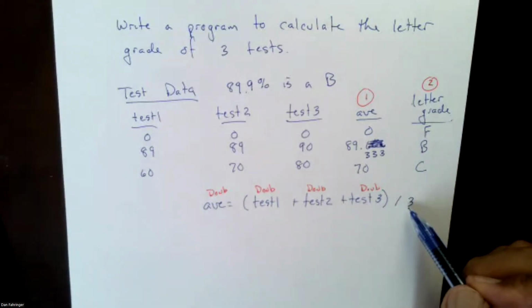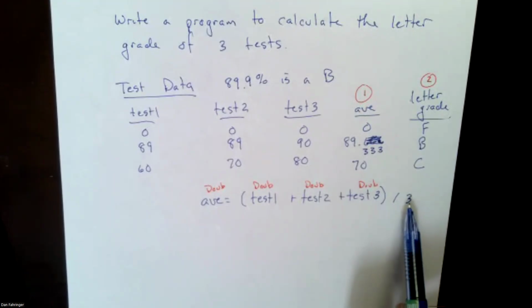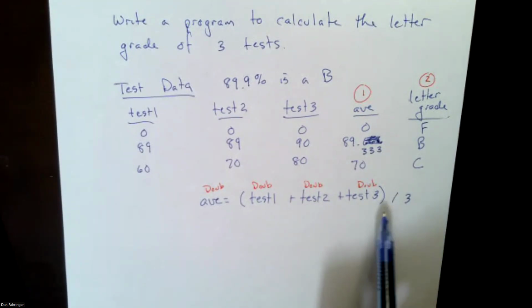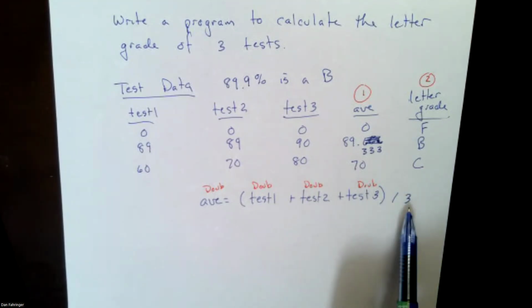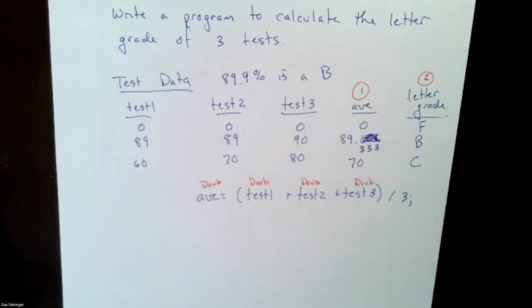Now, should that be 3 or 3.0? It can be either, because this side is already a double. This is going to be doing double division. Now, if these were all ints and this was an int, that'd be bad, because we want to get a double in there. That's when we'd have to make this like 3.0. All right, so I have that.